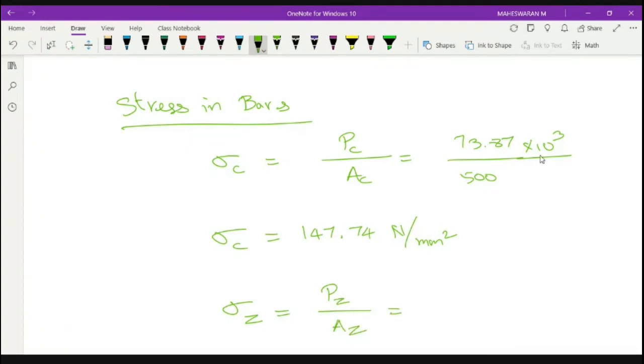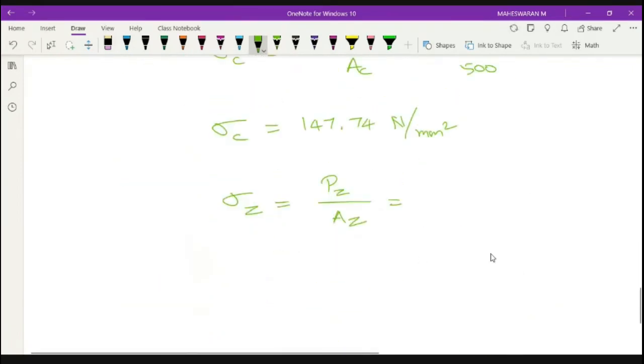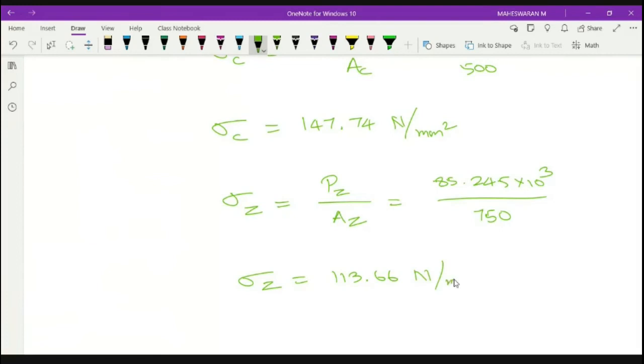The force for the zinc is 85.245 into 10 power 3, divided by area. Area is 750. What is your stress for zinc? 113.66 Newton per mm square.